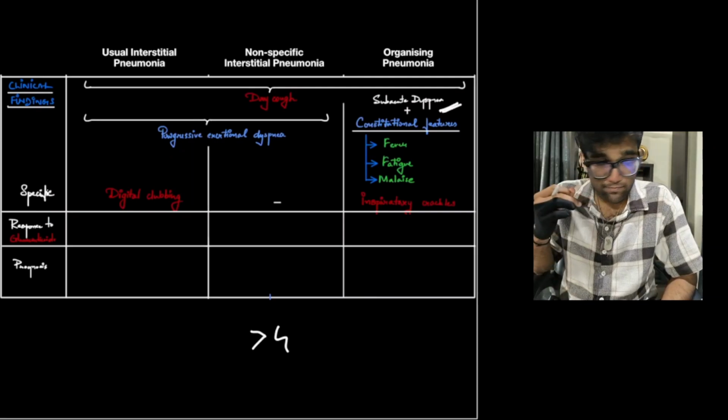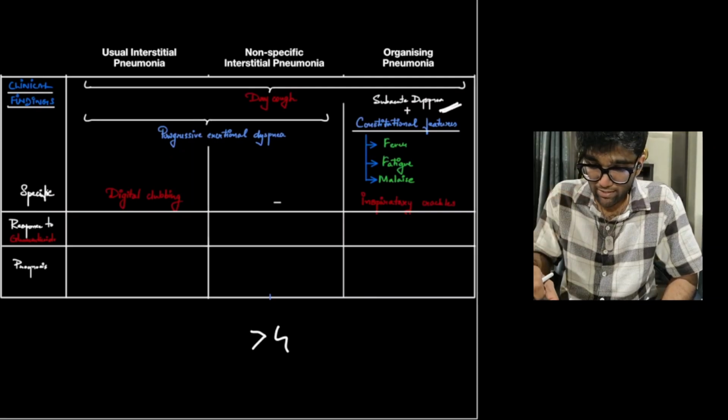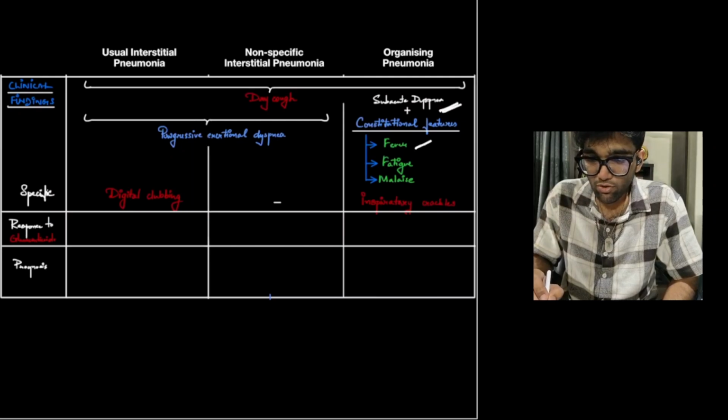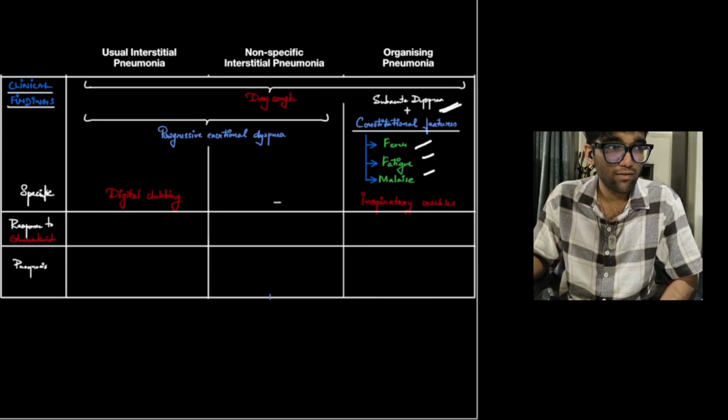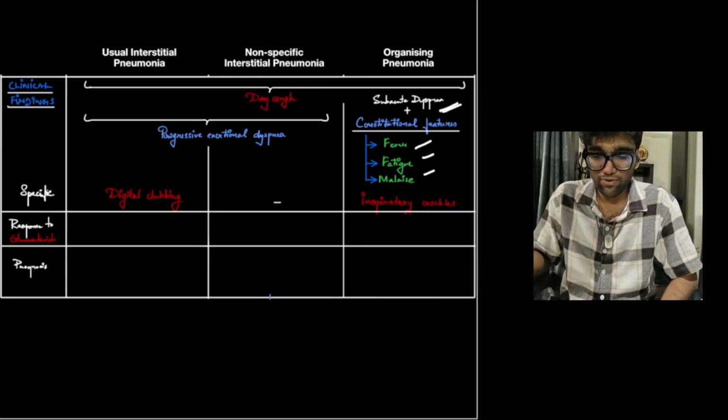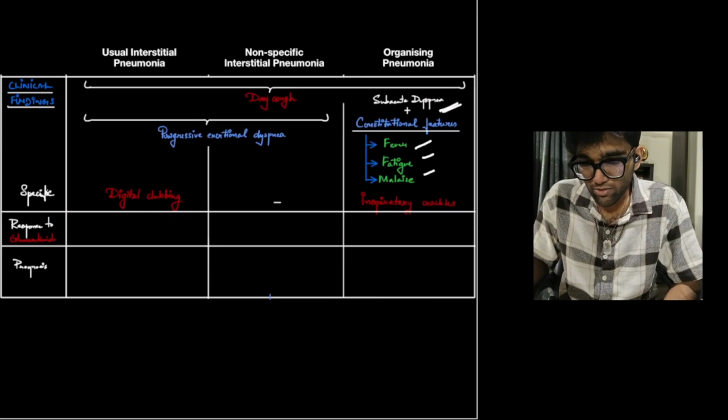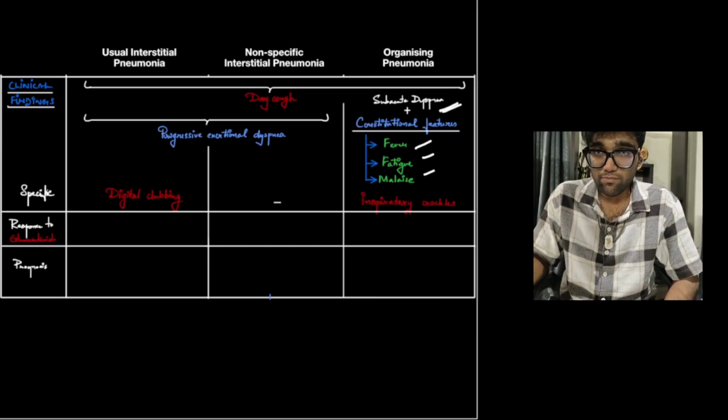And the other thing with organizing pneumonia is that you have prominent constitutional features like fever, fatigue, and malaise, because that is what is inducing the innate immune activation, what is inducing the fibrous proliferation. So because of that, it also produces the classical symptoms of an acute innate immune activation process.